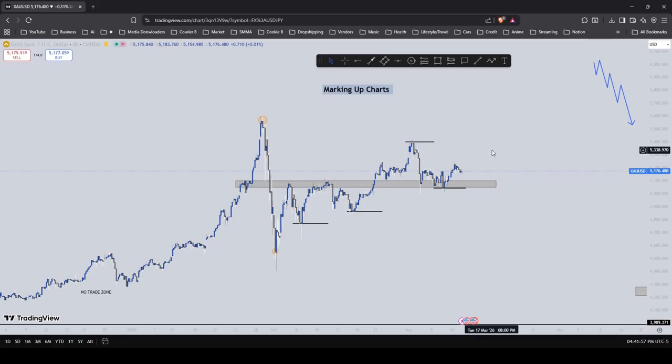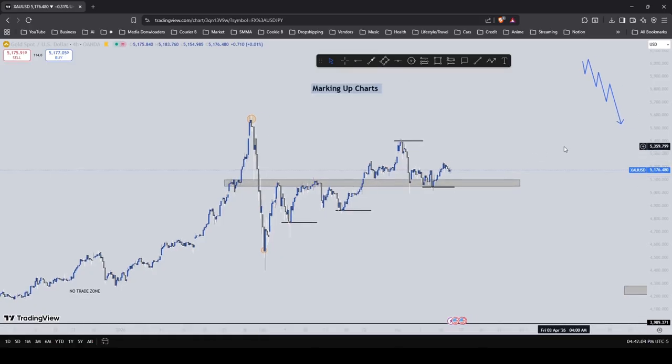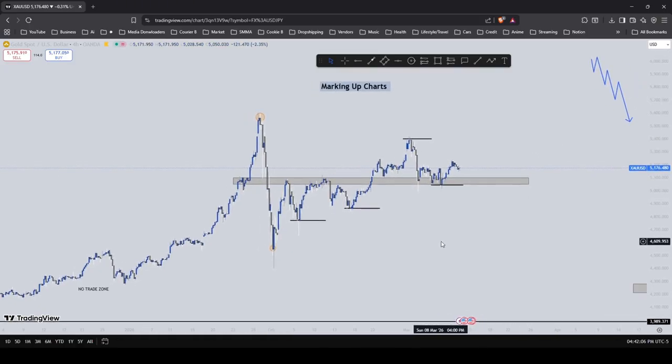If you've been following all the other videos in this community, you're going to realize, okay, now I have this. The chart is not complicated. It is simple. Meaning, if I wanted to sell, what do I look for? If I wanted to buy, what do I look for? It is very straightforward from here. And this is how you mark up your charts.